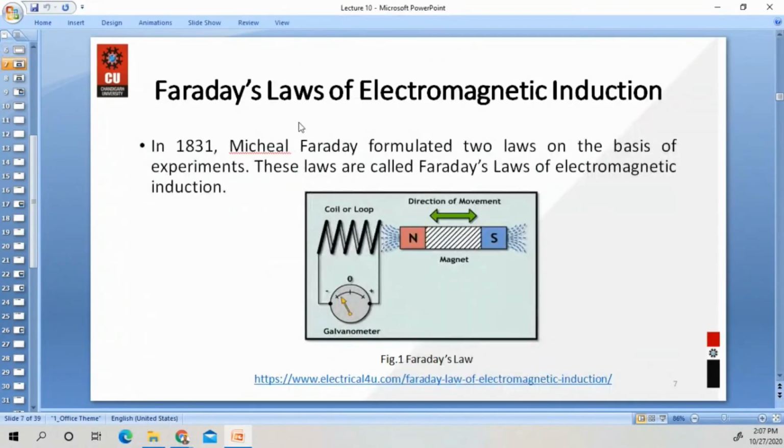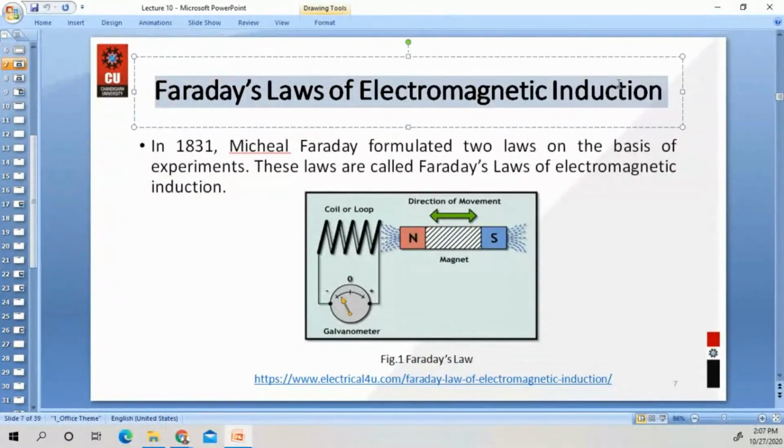So, Faraday's law of electromagnetic induction. This is a magnet. With the help of this magnet, these fields will be generated inside and outside of the magnet. So how do we find out the directions? Okay.